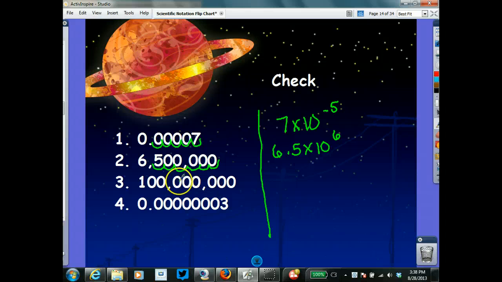The next one, again, no decimal in front. That's going to be a positive exponent. So 1, 2, 3, 4, 5, 6, 7, 8. I have 1 times 10 to the 8th power. Now the last one. Decimal in front, negative exponent. So I'm going to count it. 1, 2, 3, 4, 5, 6, 7, 8. I have 3 times 10 to the negative 8th power.